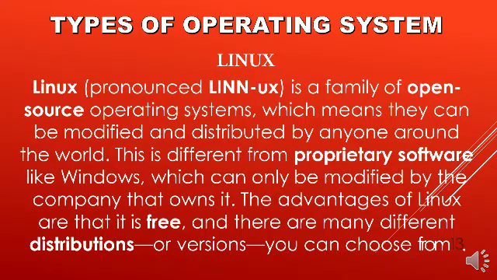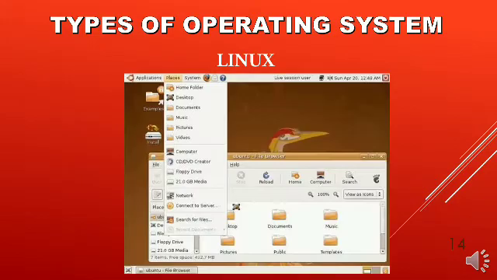Linux. Linux is a family of open source operating systems, which means they can be modified and distributed by anyone around the world. This is different from proprietary software, like Windows, which can only be modified by the company that owns it. The advantages of Linux are that it is free, and there are many different distributions or versions you can choose from. The interface of Linux.